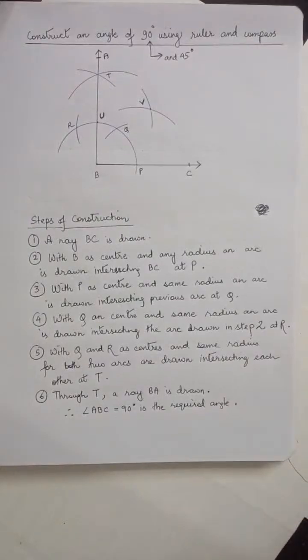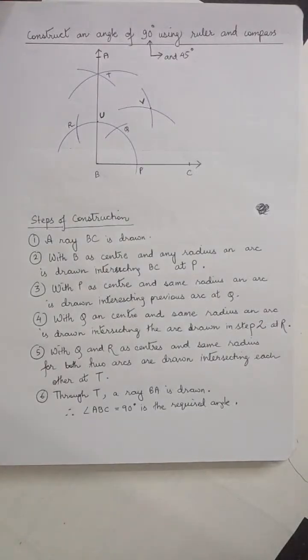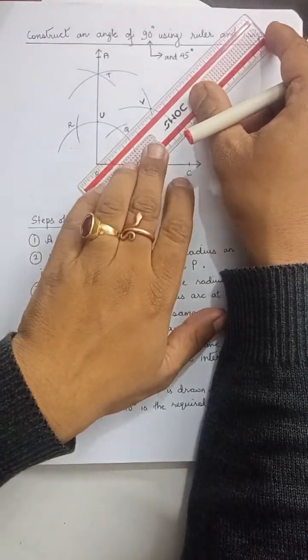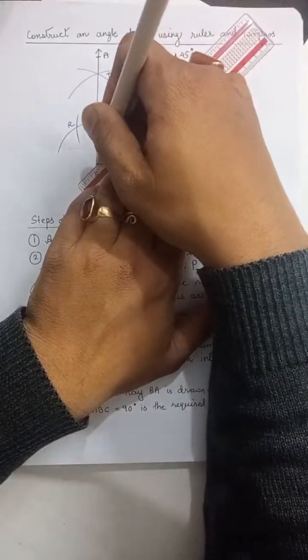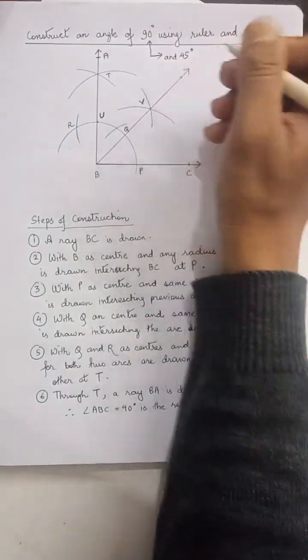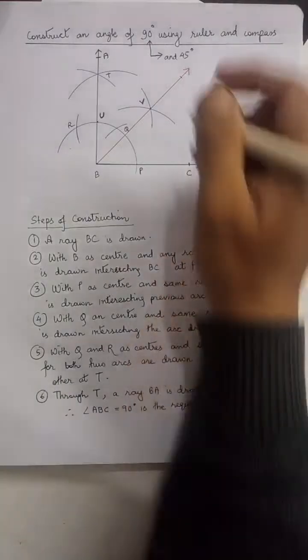So through V we will draw a ray. We will draw a ray, let me draw it first. Let me name it DBC.